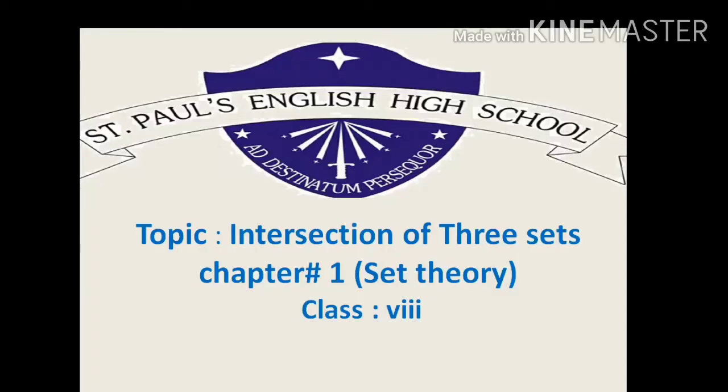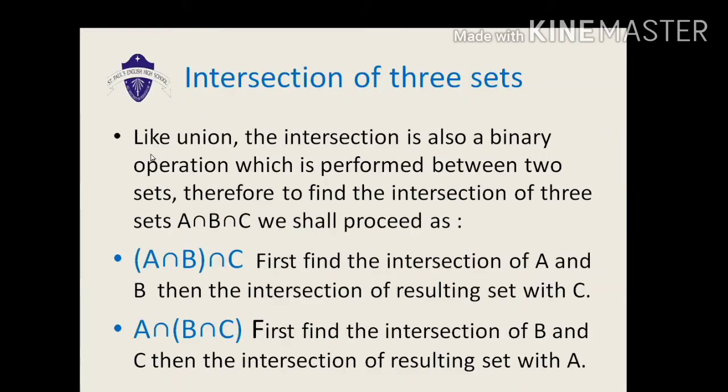Good morning, class. Today our topic is intersection of three sets. Like union, the intersection is also a binary operation which is performed between two sets. Therefore, to find the intersection of three sets, A ∩ B ∩ C, we shall proceed as follows. Number 1: (A ∩ B) ∩ C. In this way, first find A ∩ B, then the intersection of the resulting set with C.